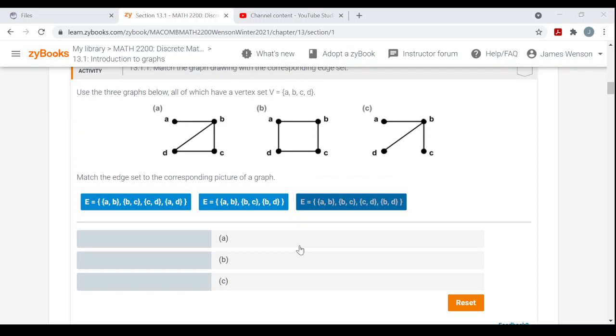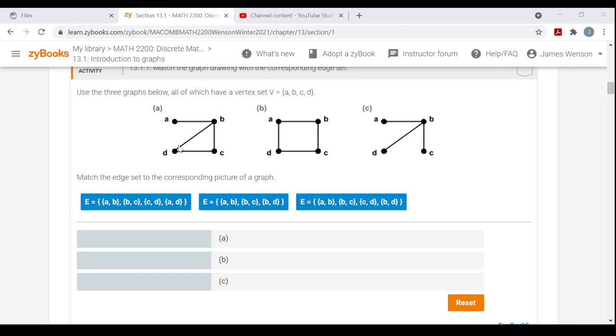Alright, so for example, it says use the 3 graphs below. All of them have the same vertex set, A, B, C, D, right, the points A, B, C, D. And this is a pretty simple thing, I'm hoping. Just match the edge set to each corresponding graph.